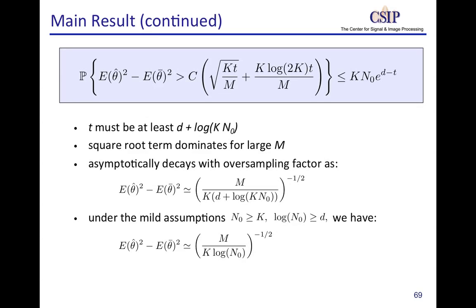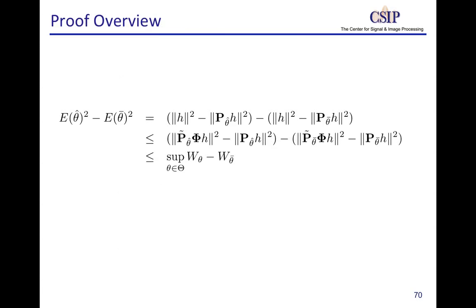So under these mild assumptions, where n naught is greater than k and log of n naught is greater than d, we can simplify this even further to look like this expression. This is very similar to a classical compressed sensing result that tells us that we need m to be at least k log n samples, where n is the ambient dimension. Here the main insight is that we're swapping out the ambient dimension for this base covering, basically. That's kind of the parallel there.